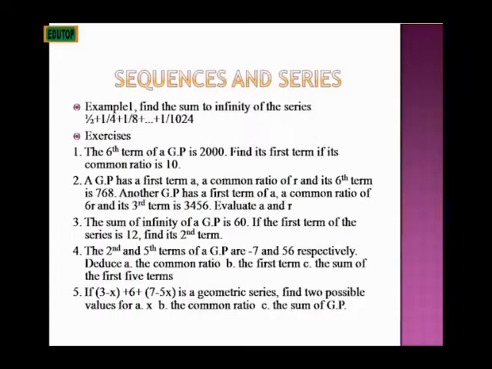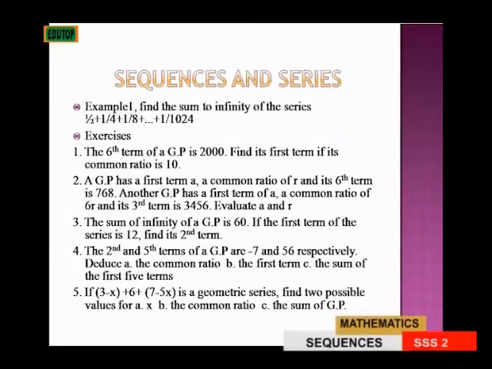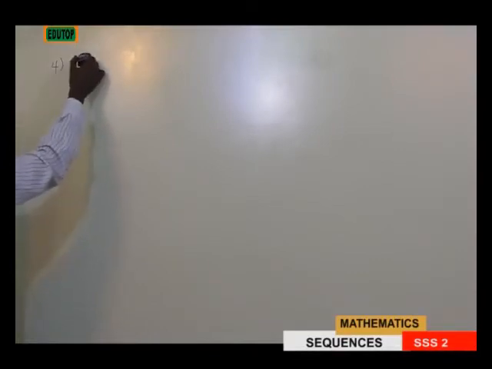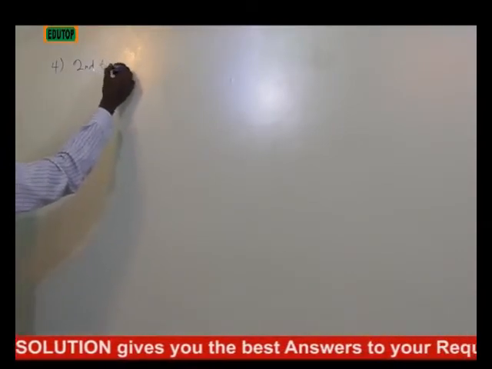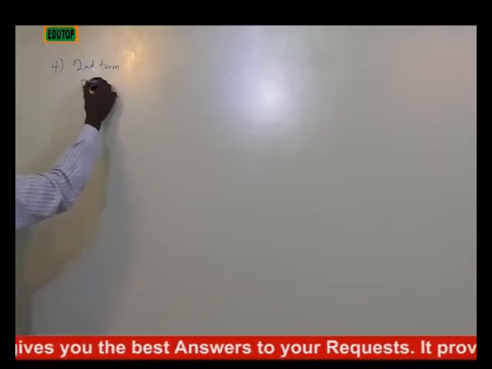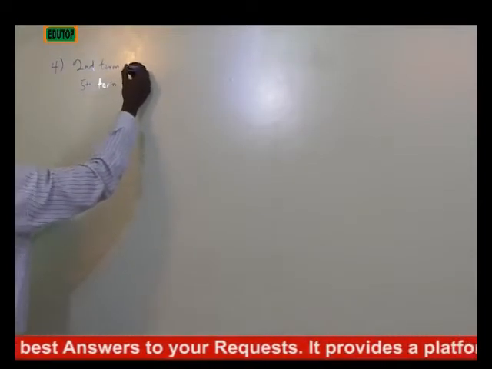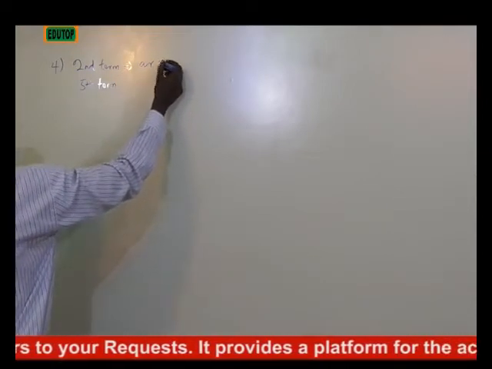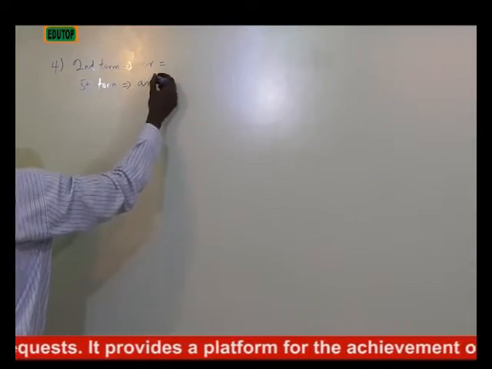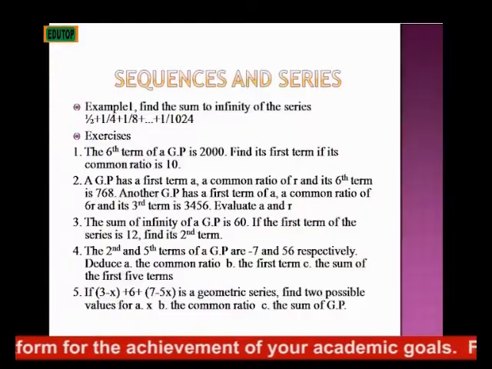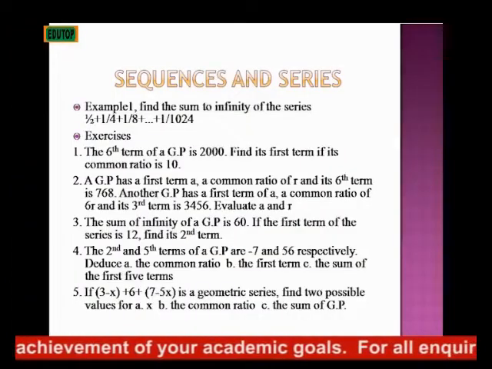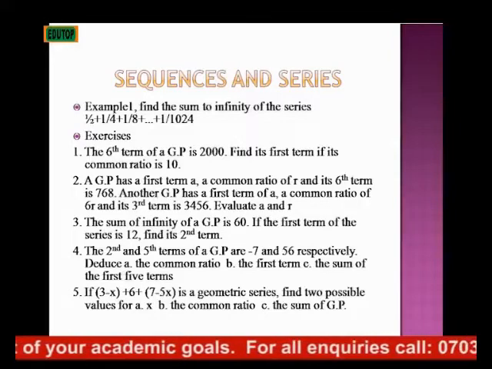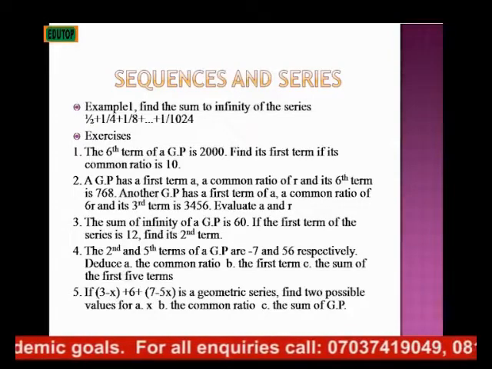The fourth question says the second and fifth terms of a GP are minus 7 and 56 respectively. So the fourth question is talking about the second term and the fifth term. The second term is denoted by AR, while the fifth term is denoted by AR raised to power 4. So the question gave us the second term to be minus 7, while the fifth term is 56.